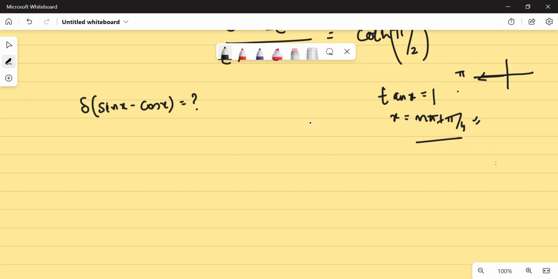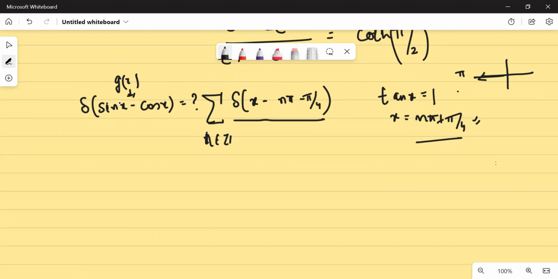Yes. Okay. So instead of sin x minus cosine x, I can write that this is your g(x). This will be the sum over n belonging to Z of Dirac of x minus n pi minus pi by 4. Is that clear? Instead of x_i's, I have written n pi plus pi by 4. So x minus x_i divided by the modulus of the derivative of this. What will the derivative be? Cosine x plus sin x, the modulus at x equals n pi plus pi by 4. Is that clear?